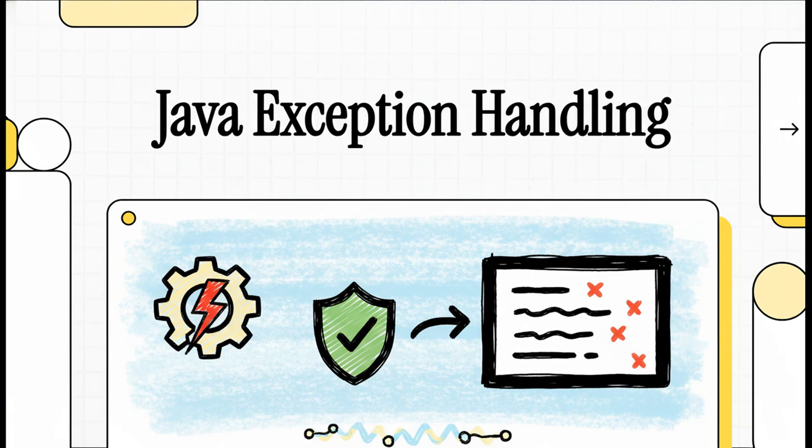All right, let's talk about something that is an absolutely essential skill for any Java developer who wants to build code that actually survives out in the wild. I'm talking about exception handling. This is the secret sauce to writing robust, crash-proof code, and we're going to break it all down, starting with the feeling I bet every single one of us knows all too well.